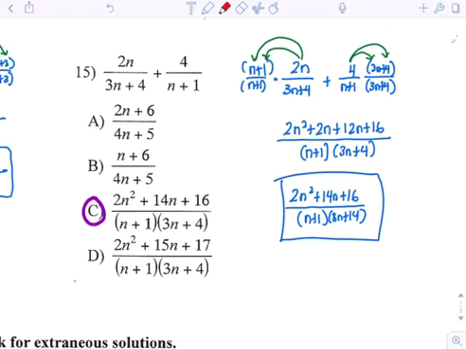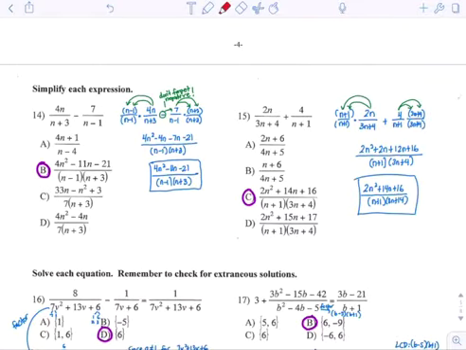Okay, so distribute 2n to both of those for 2n squared plus 2n. Distribute 4 to both of those for 12n plus 16. All over the same common denominator. Then these two combine, so we're going to get 2n squared plus 14n plus 16, all over the same common denominator. Remember to get the same common denominator when you guys are doing your addition and subtraction of rational expressions, okay?